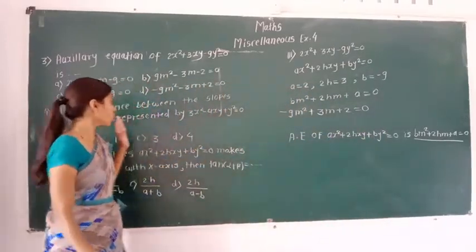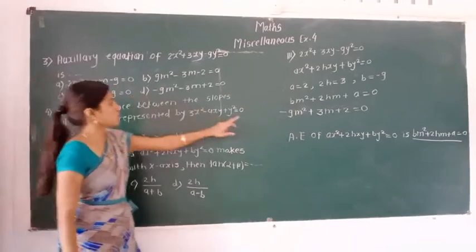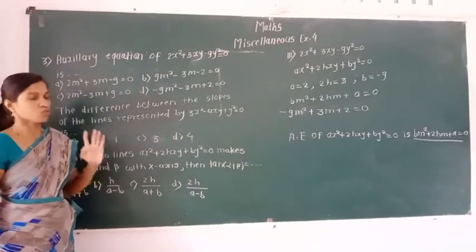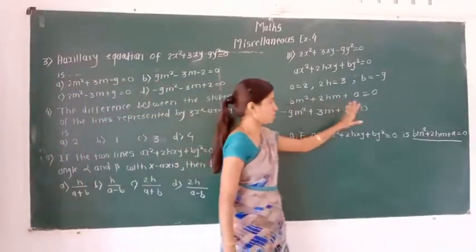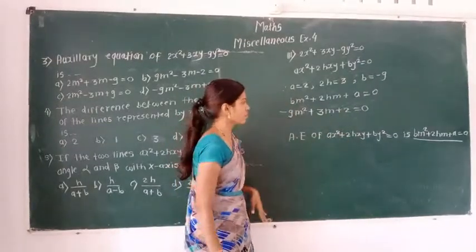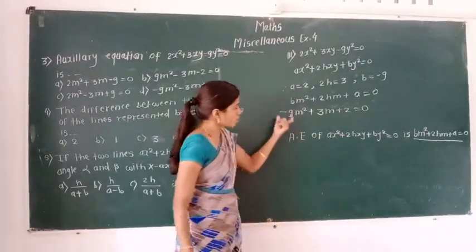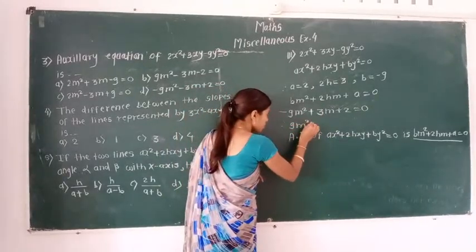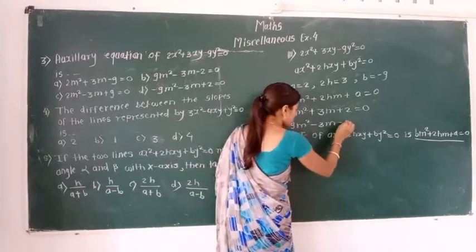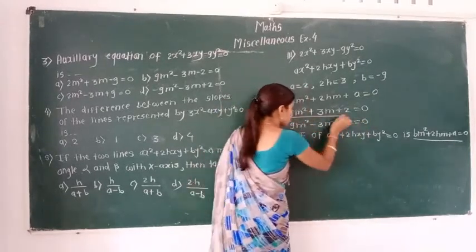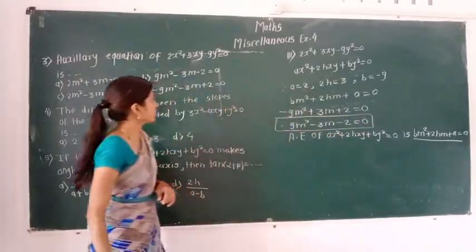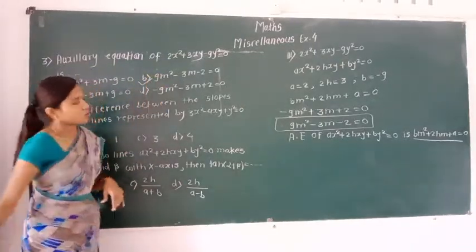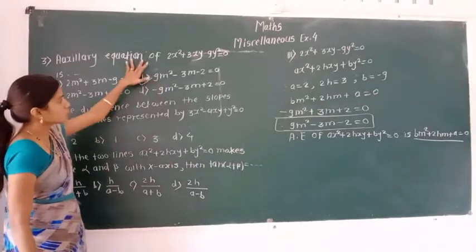But see here, this option is not included in all those 4 options. So first of all, simplify this equation. Take all terms to the right hand side, or otherwise we multiply both sides by a minus sign. We can write 9m square minus 3m minus 2 is equal to 0, and it is the auxiliary equation of the given equation. So in these 4 MCQ options, option 4 is the correct answer of this MCQ.